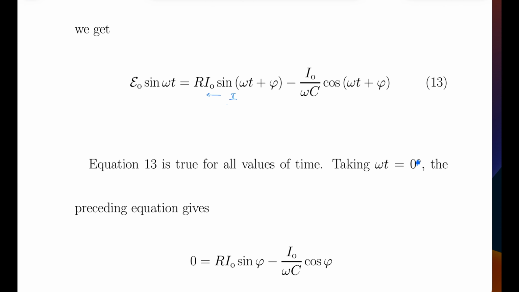Current I. So this term from here to here is IR, the potential drop across the resistor, and this term is nothing but the potential across the plates of the capacitor. This equation 13 is true for all values of time. So put omega t equal to 0. Then equation 13 gives, on the left side, 0, because omega t is 0 and sine 0 is 0.